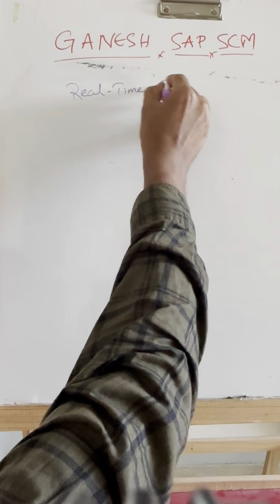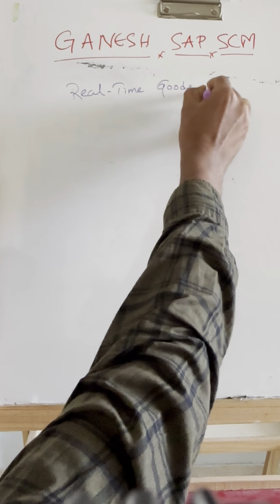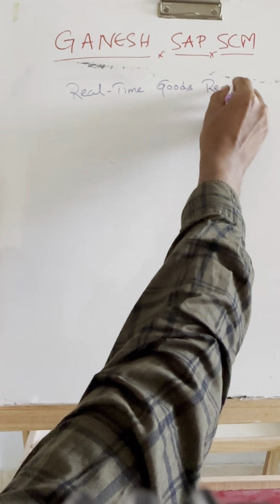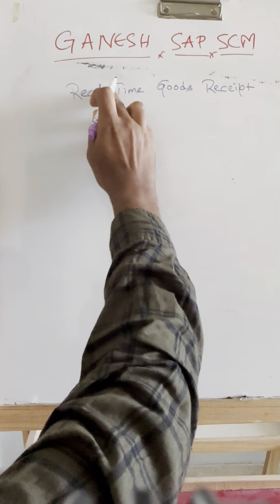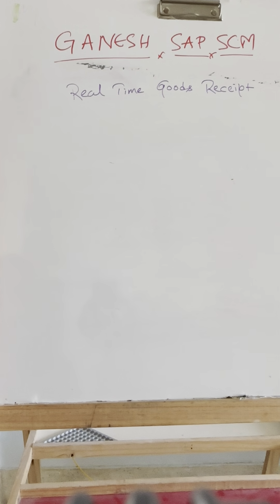Real-time goods received. Okay, so real-time goods receipt, how does it happen, we are going to see in this video. Technically we see that MIGO, or if it is WM, we have additional steps and all.